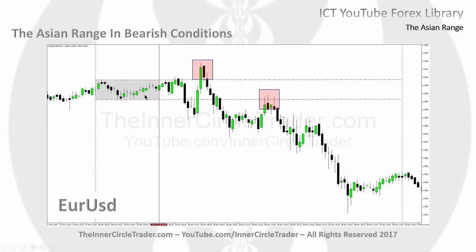So by taking the time to draw this out manually and reminding yourself, it may even be worth taking the time to type out a notation in this area here, to not focus on the movements below the Asian range. Focus primarily on a move above the Asian range high when we're bearish, and or if we break below the Asian range after midnight, wait for a retest in the form of a resistance.